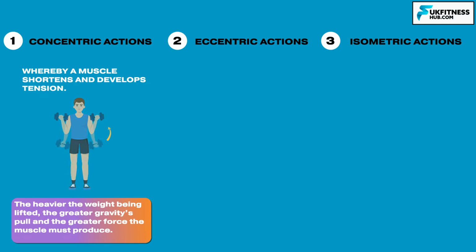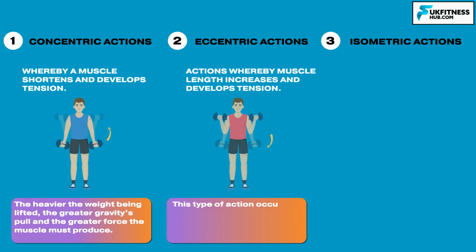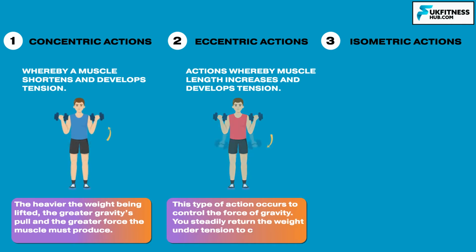produce. Eccentric muscle actions are actions whereby muscle length increases and develops tension. Let's think of the bicep curl again. On the lowering phase of the exercise, when returning the weight back to the start position, you are in the eccentric phase of the exercise. This type of action occurs to control the force of gravity. Remember, you don't just drop the weight down during a bicep curl. You steadily return the weight under tension to control the safe movement of the elbow joint.